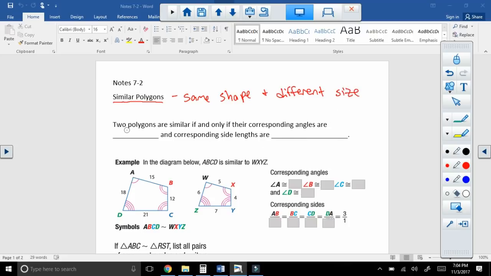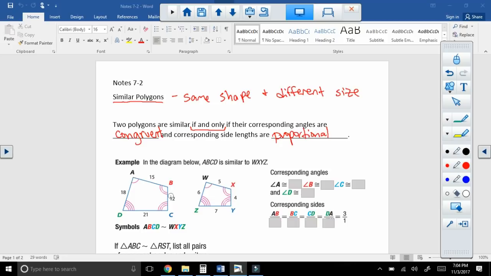You need to know that two polygons are similar if and only if, meaning that if they're similar they will be this, and if they're this they're similar: if all their corresponding angles are congruent, and all the corresponding side lengths are proportional. If both of these things were congruent, then they'd be congruent polygons. When the angles are congruent and the sides are proportional, that makes them similar.